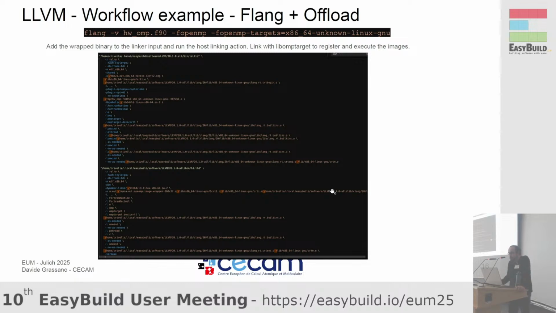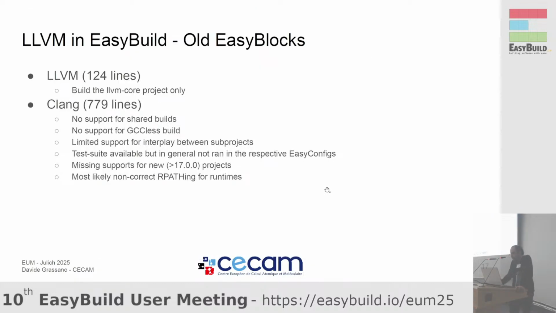actual offloading going on. Now, on to the actual effort to produce a toolchain. The first thing that needed to be done was to basically rewrite the EasyBlock. Before this effort, we had a lot of EasyBlocks, including LLVM. The two major ones were the LLVM one, which was targeting just LLVM core, so you were just getting the LLVM middle and backend, without any of the front end or other tooling.